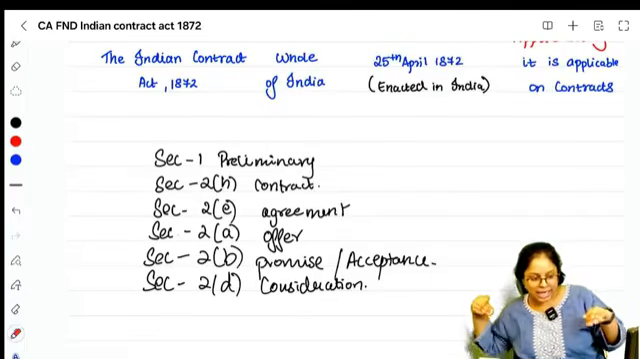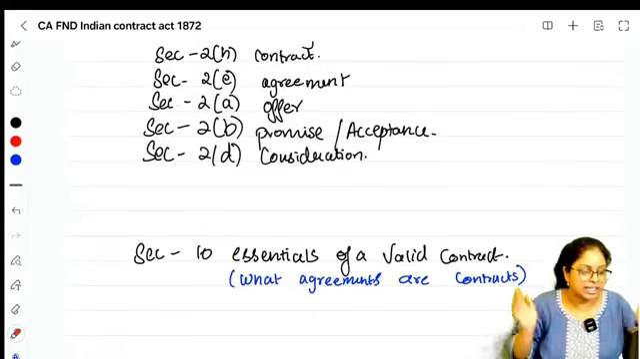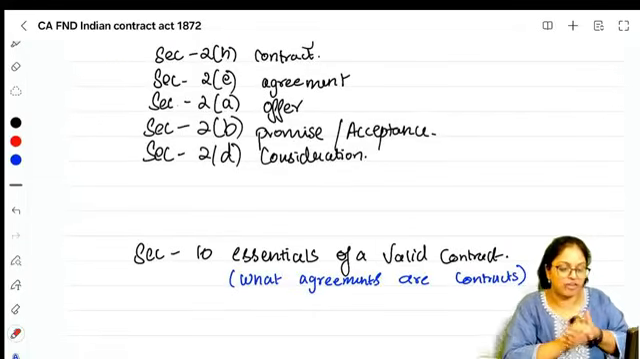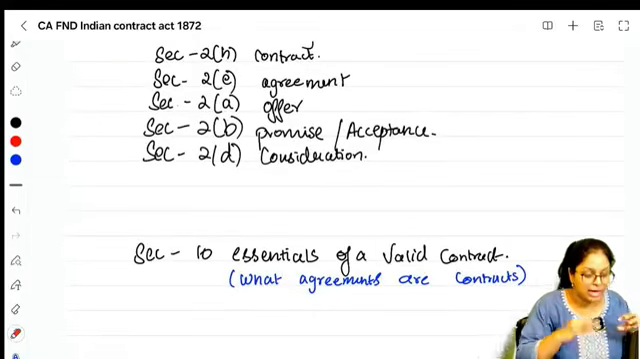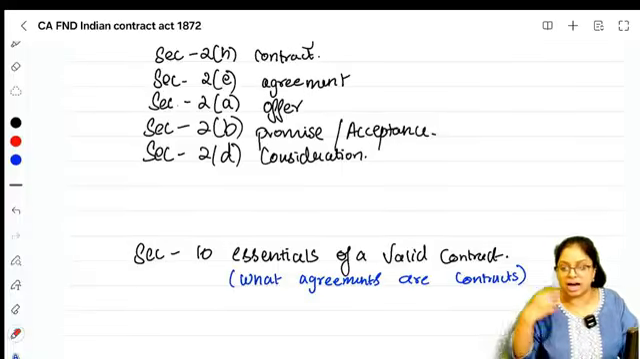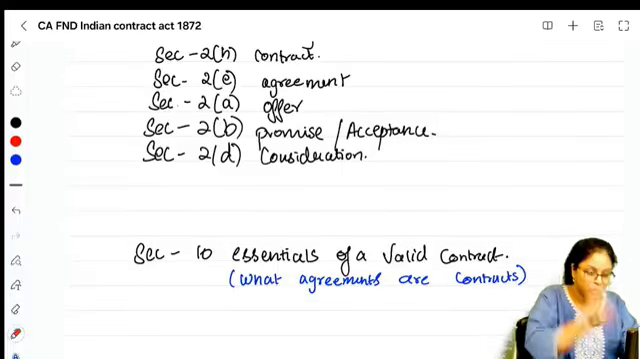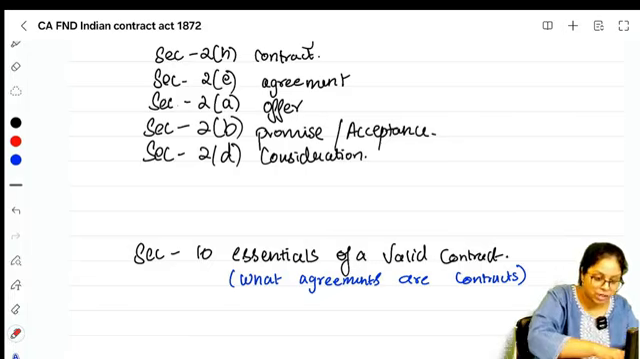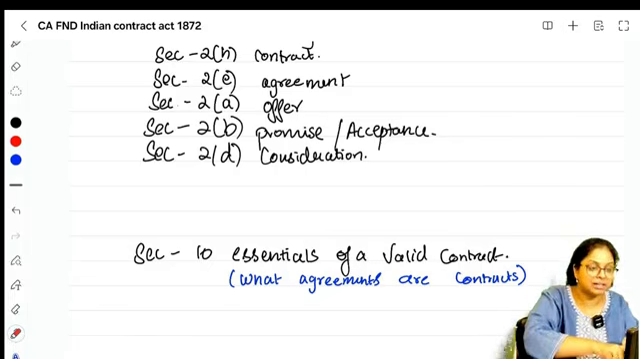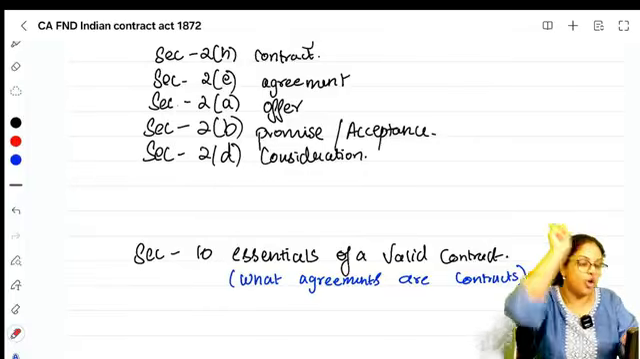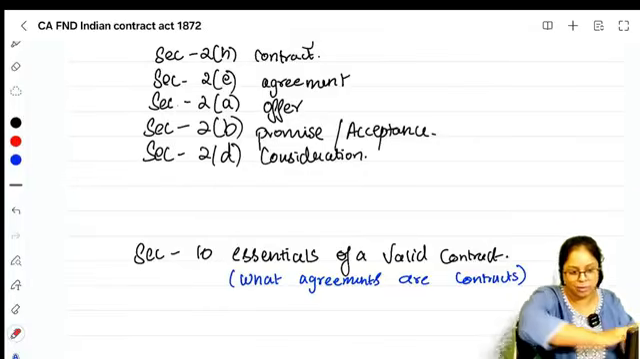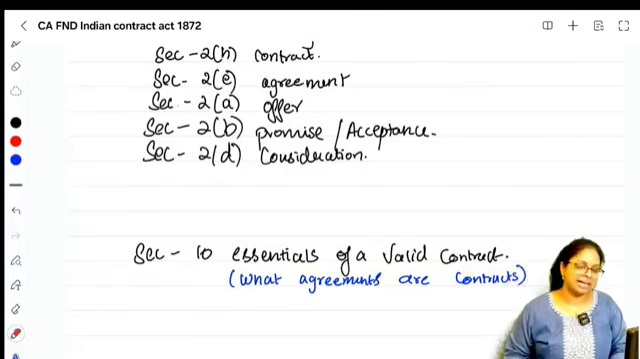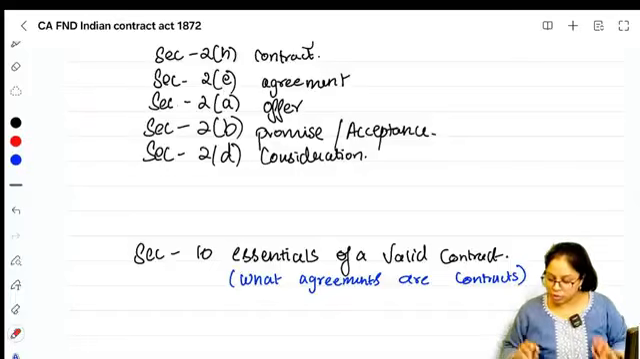Then we moved on. Which section did we go to next? Section number 10, which talks about essentials of a valid contract, also known as what agreements are contracts. Agreements which have 2 parties, intention to create legal obligation, possibility of performance, which are certain, definite and not vague, and in which all other formalities are fulfilled, they will become a contract. Is that clear? So far so good.